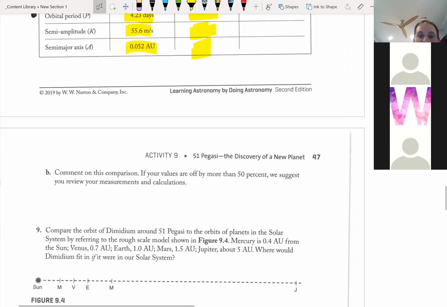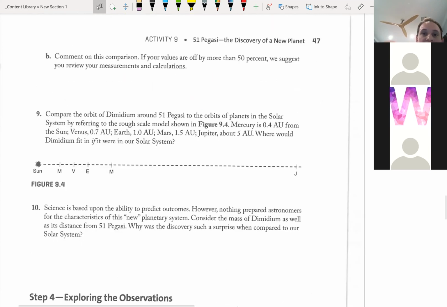Then it just simply asks if you have any values off by more than 50%, what would you redo? What can you look at in your measurement, your calculations, and so on. Okay. And then for 9, you calculated the AU of the planet, right? Where does it fall within our solar system? Okay. So you're just going to plot it on there.